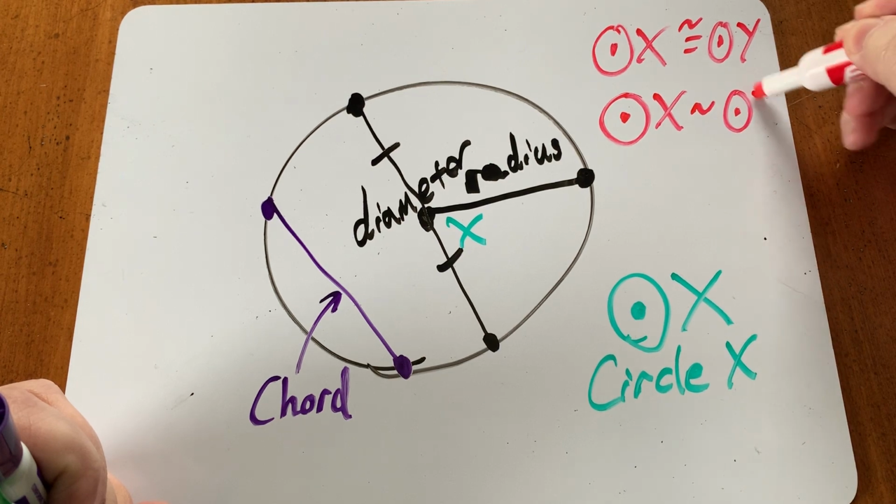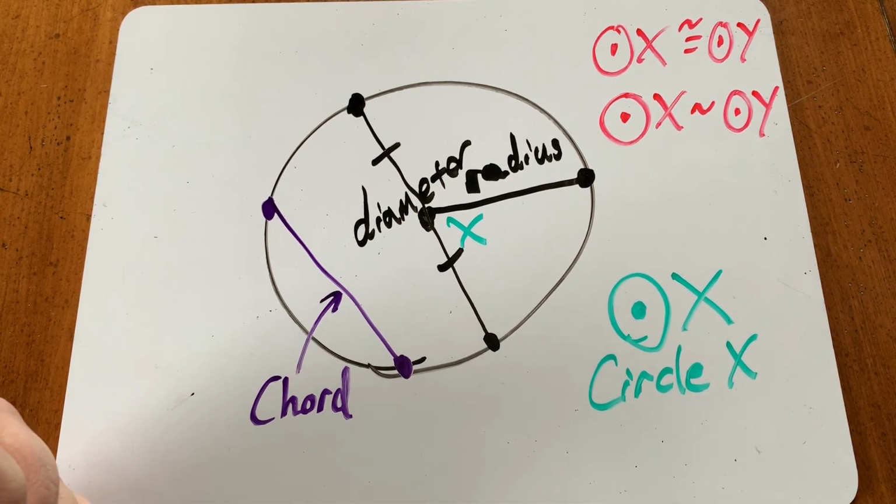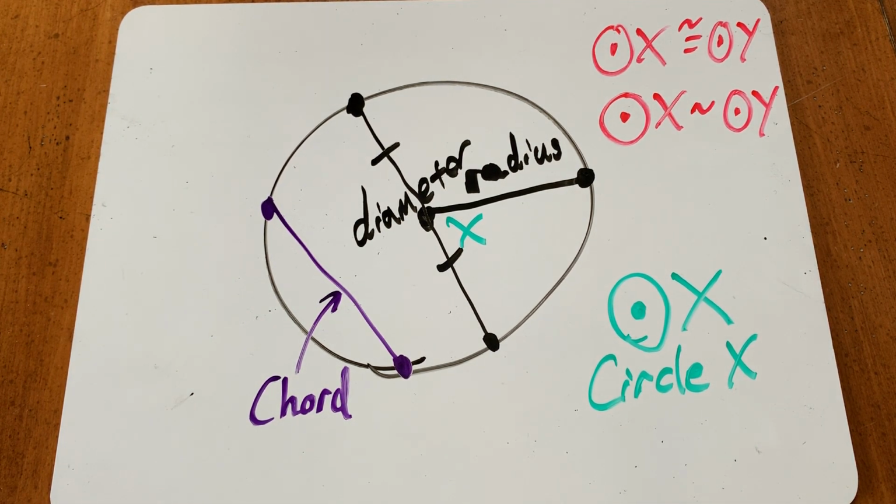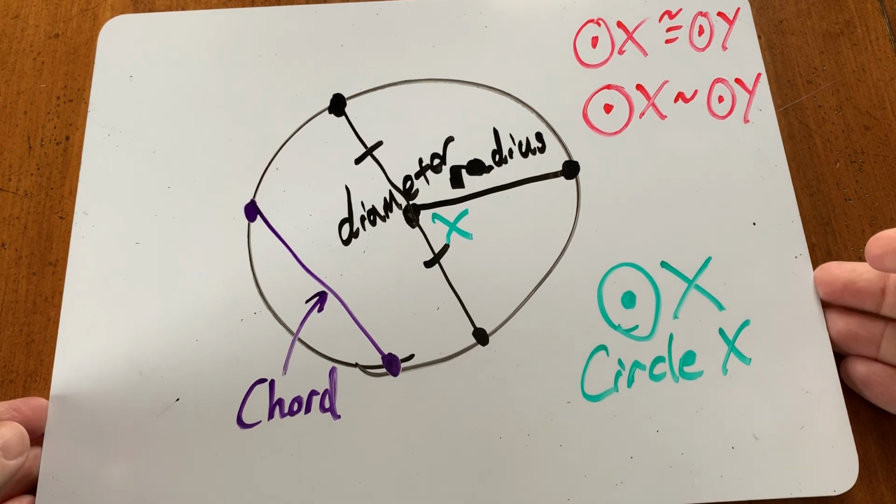If two circles are similar, we use that same notation that we use for triangles, but this time all the distances would be proportional to each other. So all the radii would be proportional, all the diameters would be proportional. So that's our basic terminology. Let's start a new slide, if you will. Don't worry, I got plenty of these whiteboards.